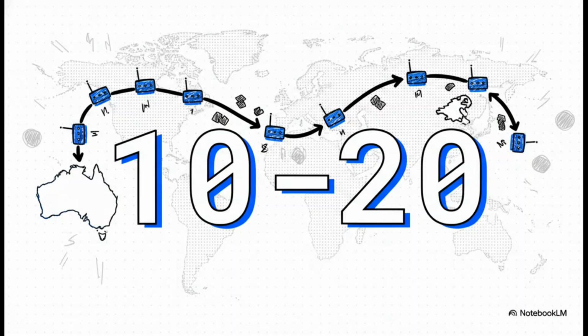So just how many hops are we talking about in the real world? Well, for that email going from Sydney to Stockholm, its packets are going to get passed between 10 to 20 different routers. That's 10 to 20 individual handoffs across continents, across oceans, all happening in a blink of an eye. It's just truly mind-boggling when you think about it.